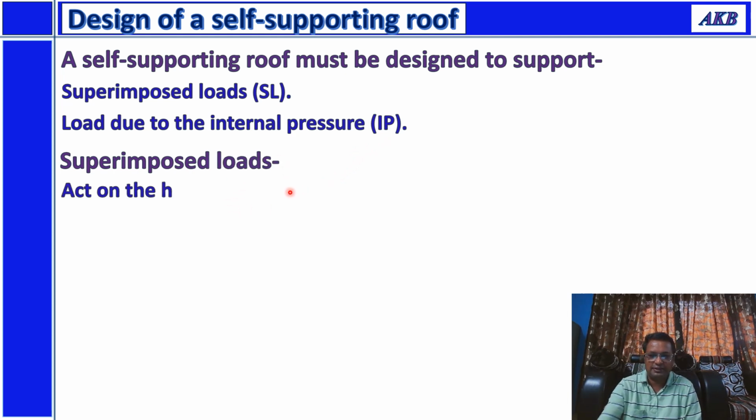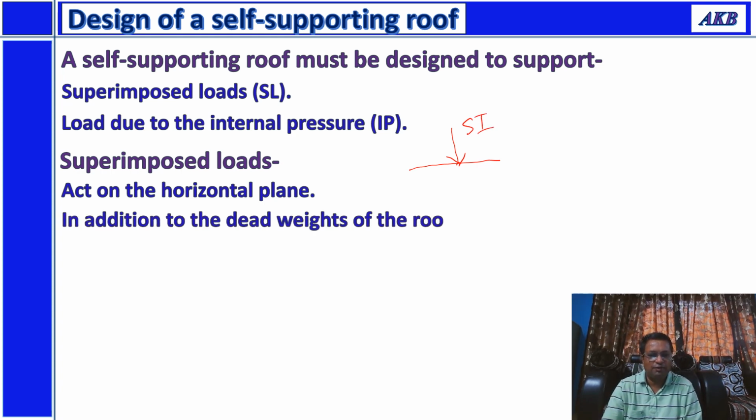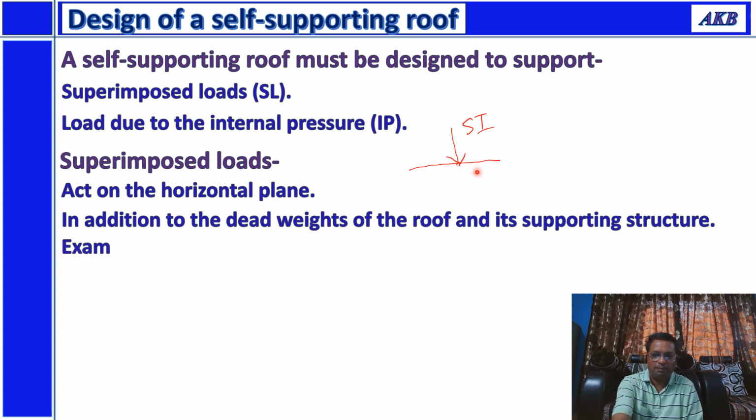Let us understand. These superimposed loads act on the horizontal plane. So you have a horizontal plane, and the superimposed loads will be acting on the horizontal plane. These are in addition to dead weights of the roof and its supporting structure. So in addition to the dead weights of the roof and its supporting structure, we need to consider the superimposed loads which are acting on a horizontal plane.